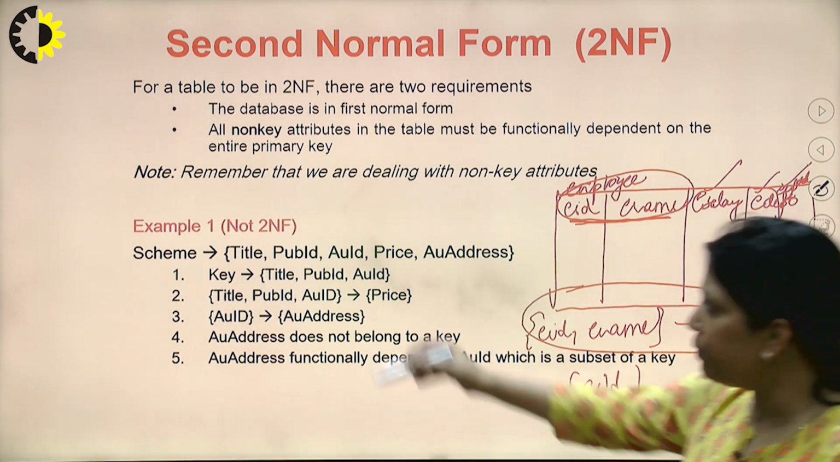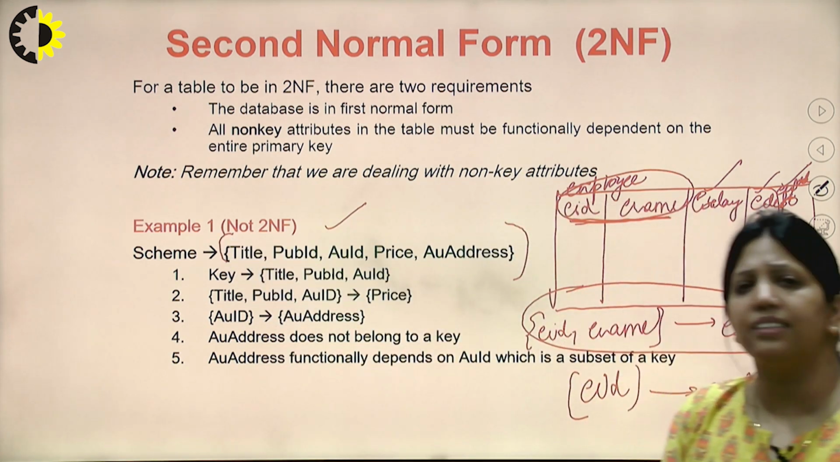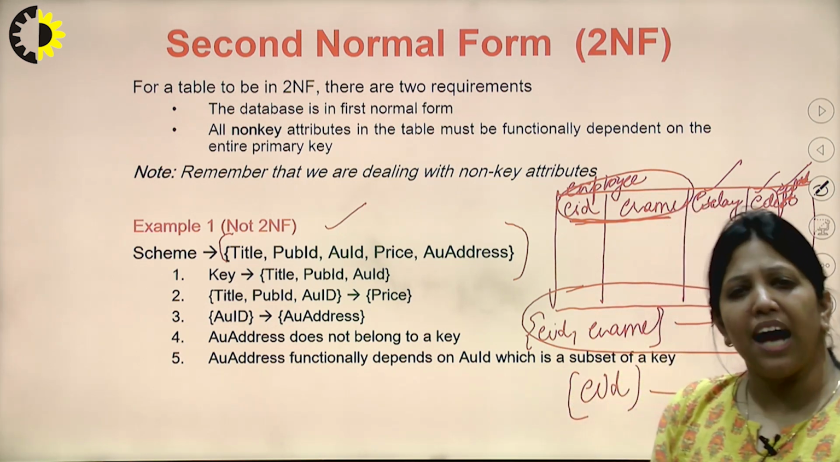We take an example here. This schema is given to us in which we have these attributes: title, publisher ID, author ID, price and author address.